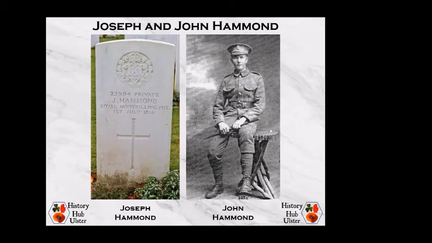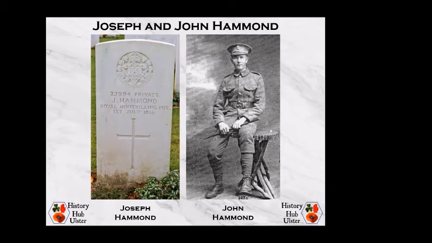James Joseph Hammond was born on 26 June 1892 at Desert Martin and enlisted at Omagh in November 1915. He was serving with the 9th Battalion of the Enniskillen Fusiliers when he was killed in action at the age of 24, and he's buried in the Connaught Cemetery in Thiepval.